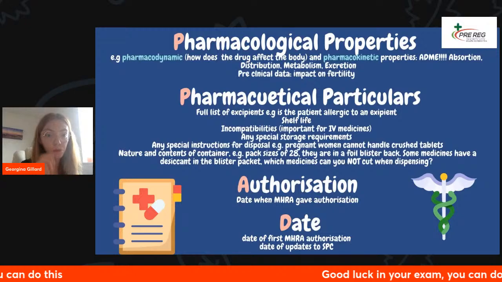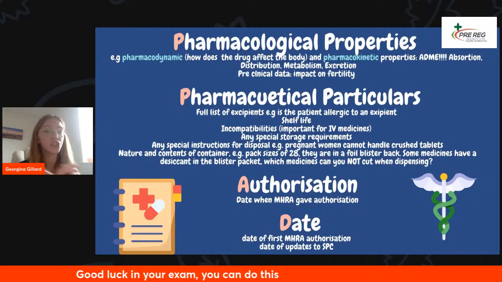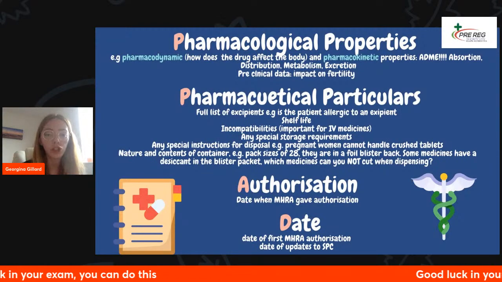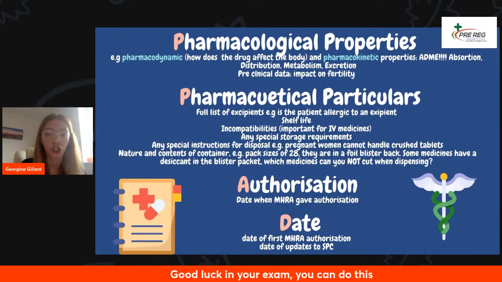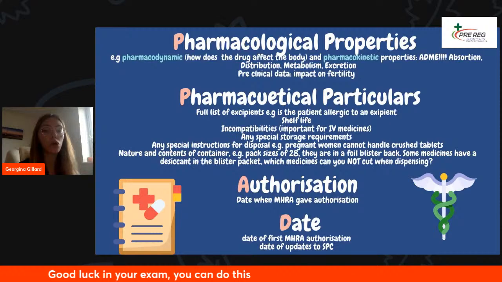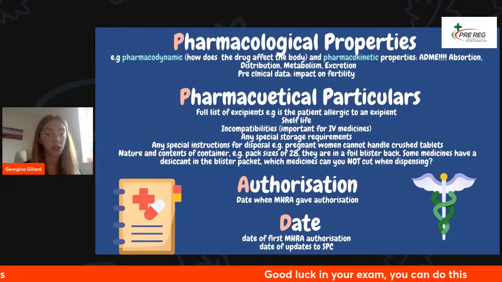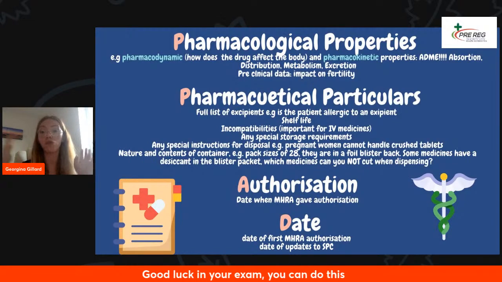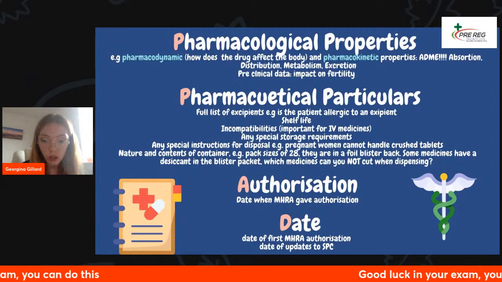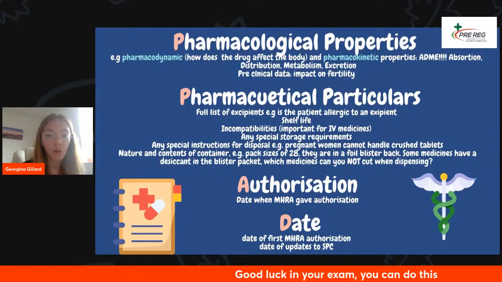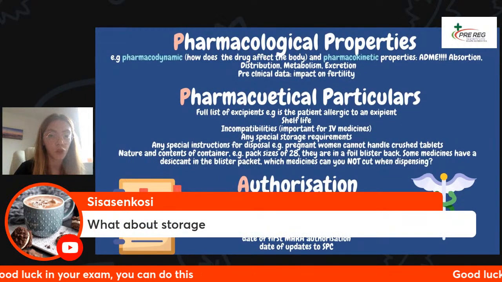And your warnings. Pharmaceutical particulars: this is where it's going to give you the full list of your excipients. It's going to tell you about your shelf life, any incompatibilities, any storage requirements, any special instructions for disposal as well. So, for example, pregnant women cannot handle crushed tablets of finasteride. Nature and contents of the container will tell you the pack size. Are they going to be in a foil blister packet? Some medicines have a desiccant in them. For example, you don't cut your Nicorandil. And of course, your storage is going to be under your pharmaceutical particulars.